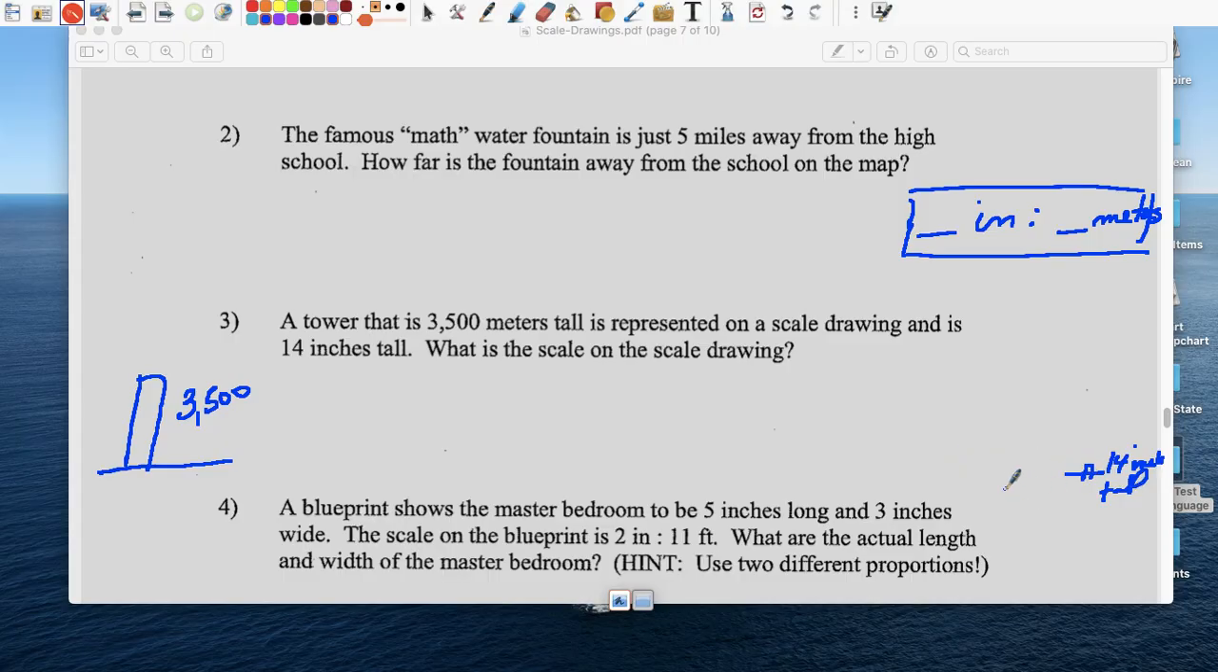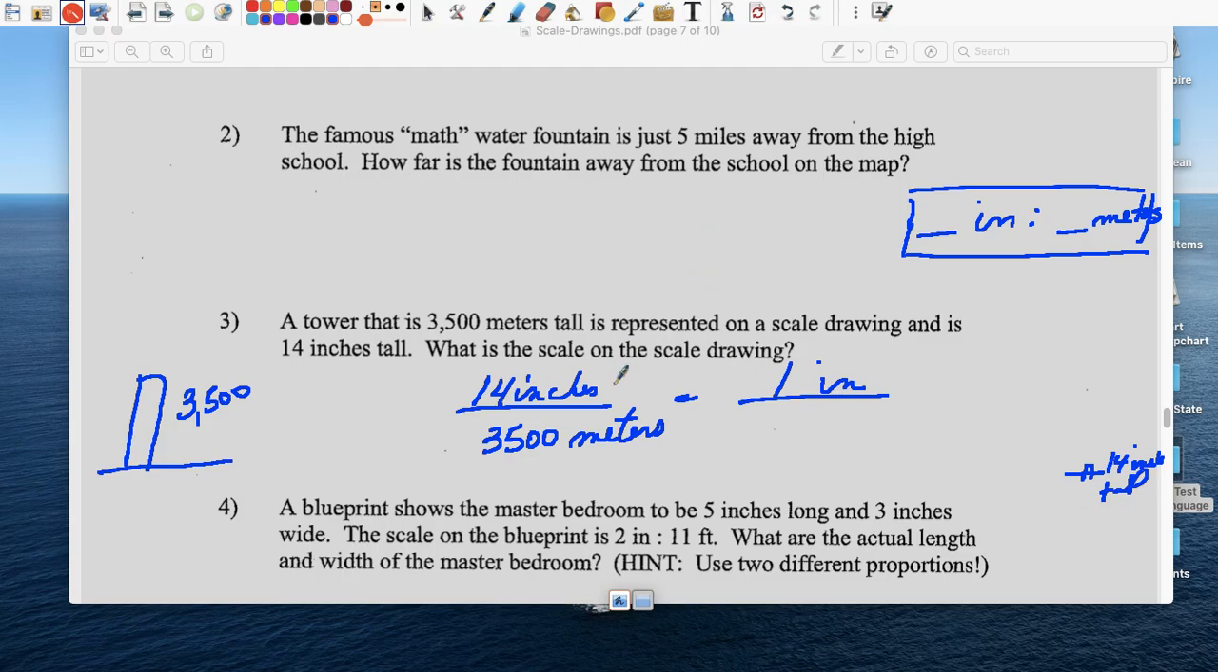I drew it using a scale by making sure that every inch in my drawing represents a certain amount of meters in the building's real height. So we're going to go 14 inches. This is what I'm given. 3,500 meters. But I want to change the scale. So I have it in 1 inch. What does every inch on my drawing represent?